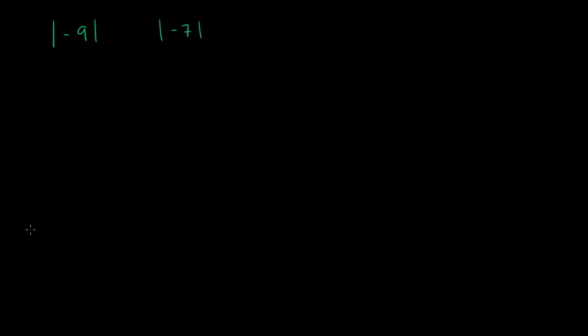So let's think about this a little bit, and let's think about where negative 9 is on the number line, where negative 7 is on the number line. Let's see what the absolute values mean, and then we should be able to do this comparison. There's a couple of ways to think about it. One is you can draw them on the number line. So if this is 0, if this is negative 7, and then this is negative 9 right over here.